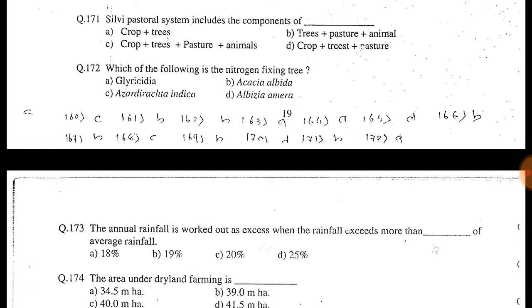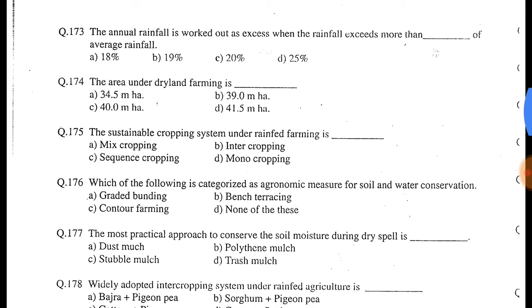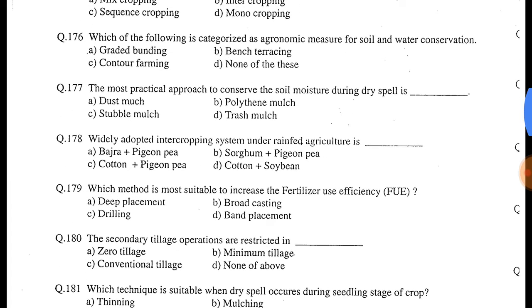Gliricidia. 173. The annual rainfall is worked out as excess when the rainfall exceeds more than 19%. 174. Which of the area under dryland farming is 34.5 million hectare? 175. The sustainable cropping system under rainfed farming is intercropping. 176. Which of the following is categorized as agronomy measure for soil and water conservation?